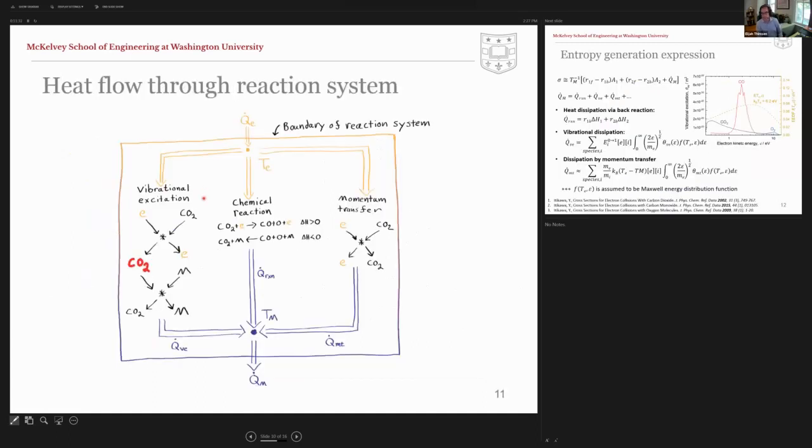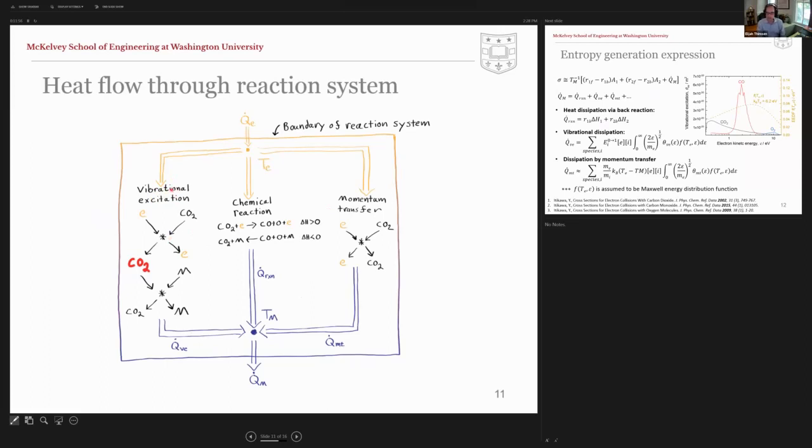Okay, so we need to specify what that QM is. And so you need to think about how the heat is flowing through the system. You could specify a large number of possible mechanisms. We chose to specify 3. Really only 2 of them are important. Really only one of them is important, and that's the vibrational mechanism, but I'll describe them all.